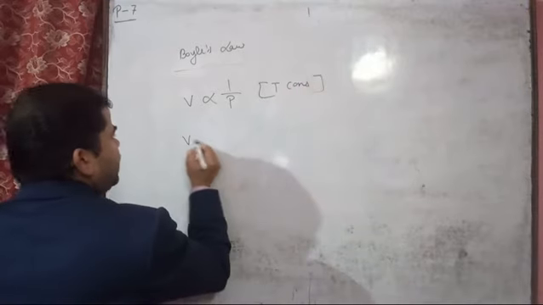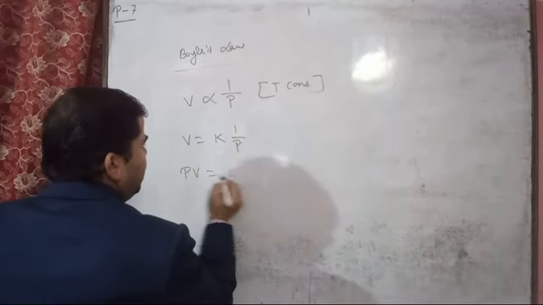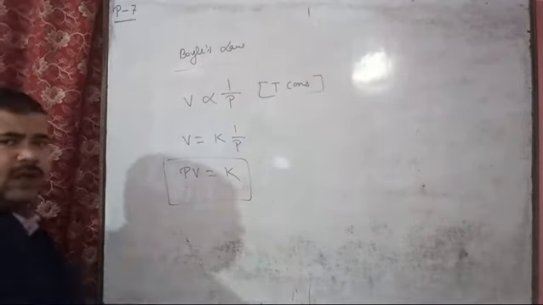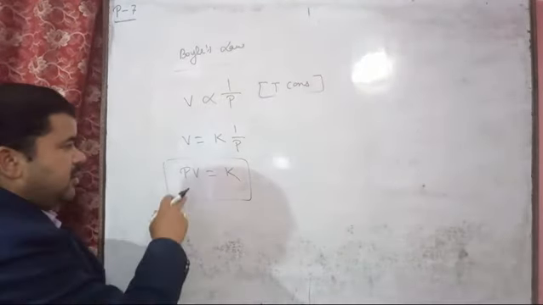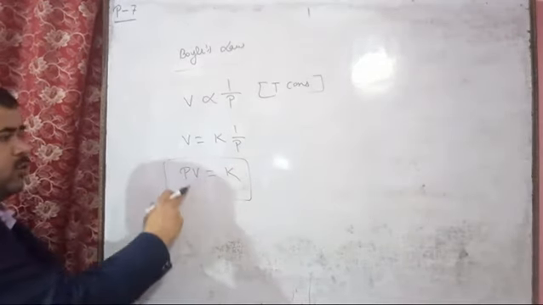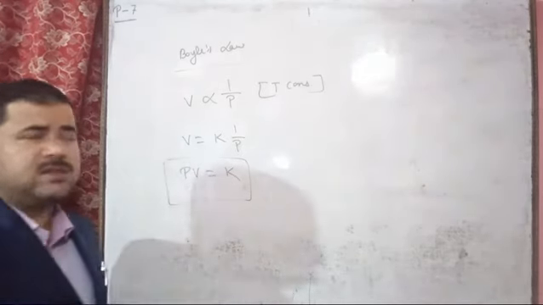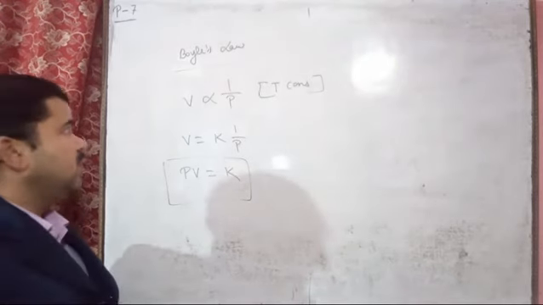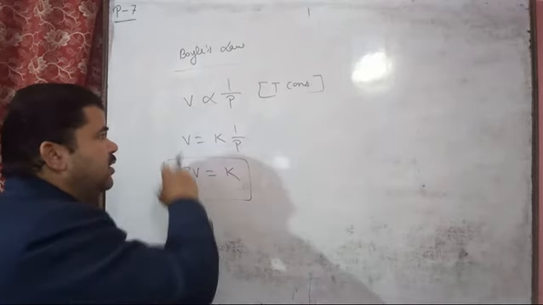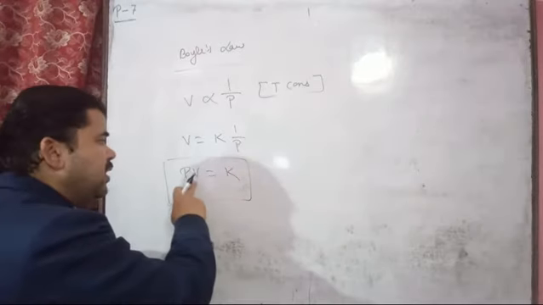So we can write V equals K times 1 by P, then PV equals K. So here we are getting PV equals K, which means the product of pressure and volume is constant. You can write this in your given reason: according to Boyle's law, volume is inversely proportional to the pressure, temperature remaining constant. Then V equals K times 1 by P, then PV equals K, meaning the product of pressure and volume is constant.